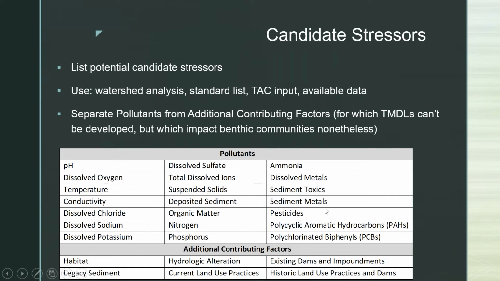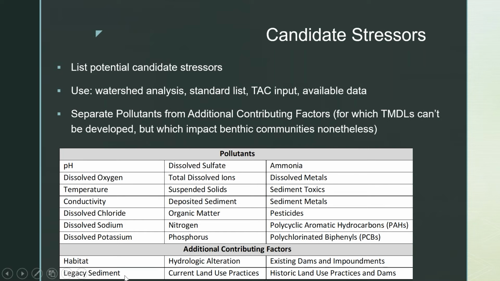These are things that we can deal with in a TMDL, right? Things like sediment we can deal with in a TMDL. We can do a nitrogen TMDL or a phosphorus TMDL. But here are some other additional contributing factors that we should consider, and we should consider them in the stressor analysis. And they're things like the habitat. Obviously, the habitat may be closely tied with some of these, but there may be some issues of habitat that can't be captured by some of these pollutants.